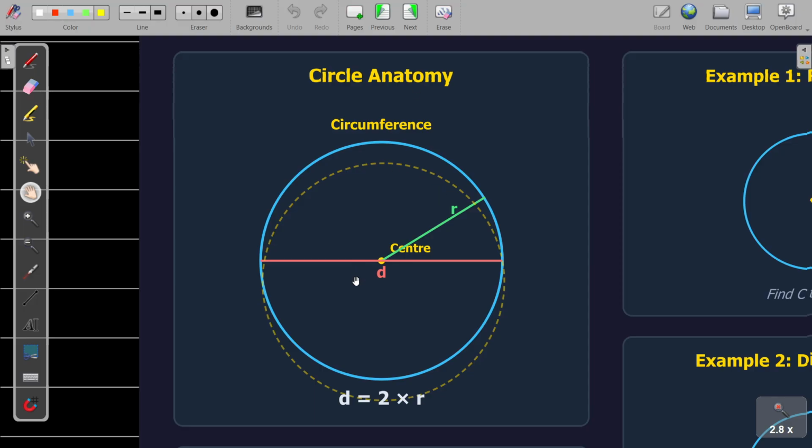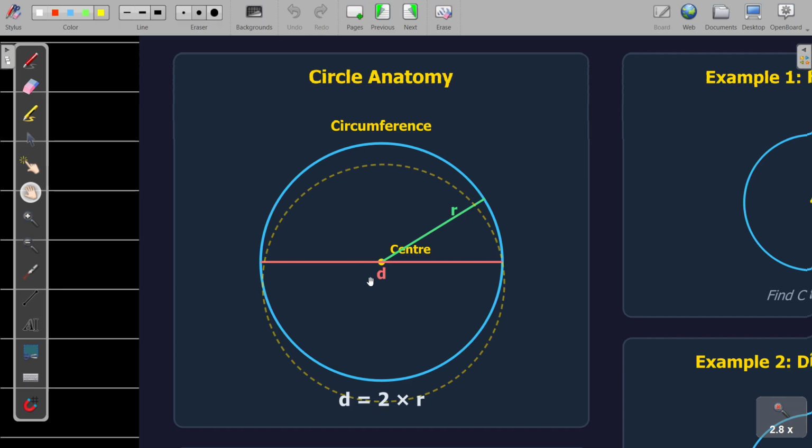Also, a line that goes from edge to edge, so edge 1 here, edge 2 here, passing straight through the center, we call this the diameter. So in green, the radius, and in red, the diameter.